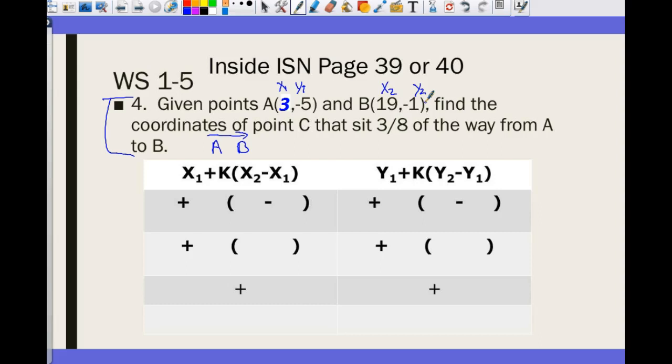We have x1, which is 3, k, which is 3/8, x2, which is 19, x1, which is 3. 19 minus 3 is 16 times 3/8, plus 3. There's two ways to solve this right here. We could say 3/8 times 16/1. 3 times 16 is 48, divided by 8 times 1 is 8. You end up getting 6.